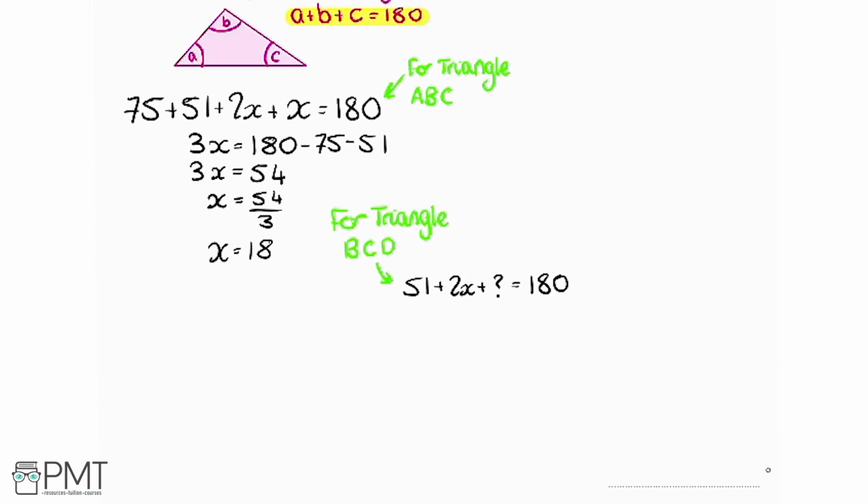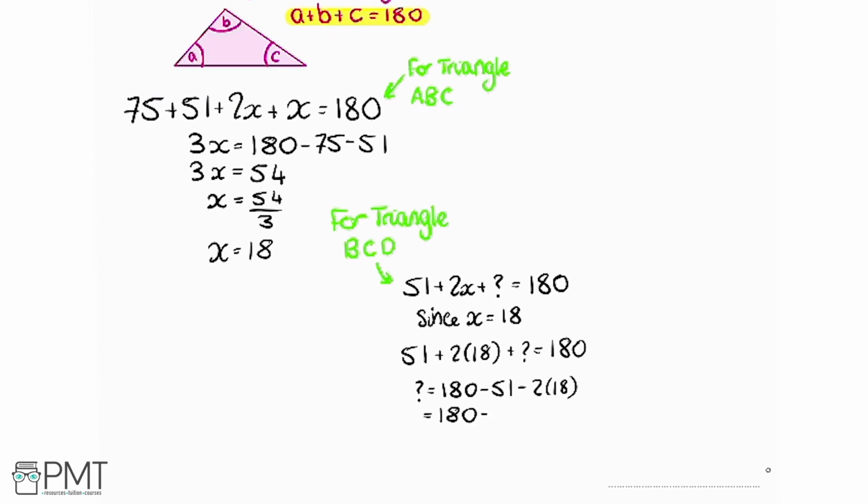But we know what x is. So since we know that x equals 18, we've got 51 plus 2 times 18 plus our question mark is 180. So the angle we're trying to find out is 180 minus 51 minus 2 times 18, which equals 180 minus 51 minus 36, which equals 93. And that's the angle we're trying to find out, so that's the answer. So our unknown angle of BDC is 93 degrees.